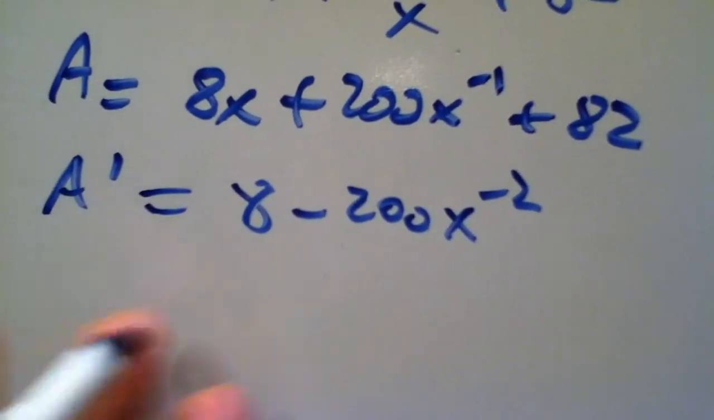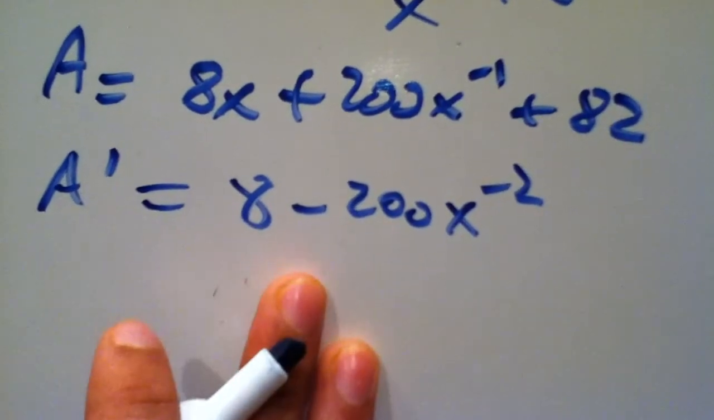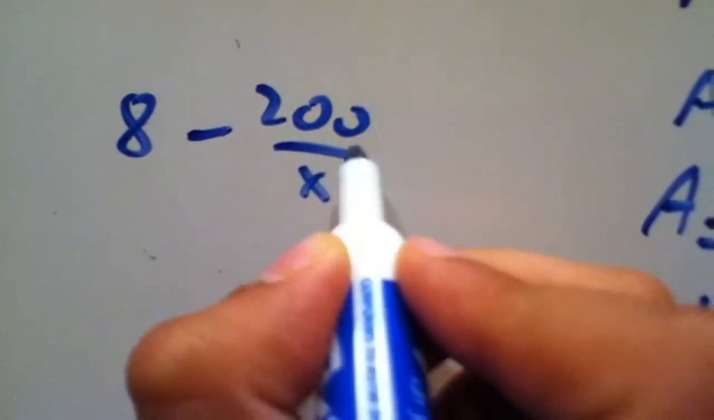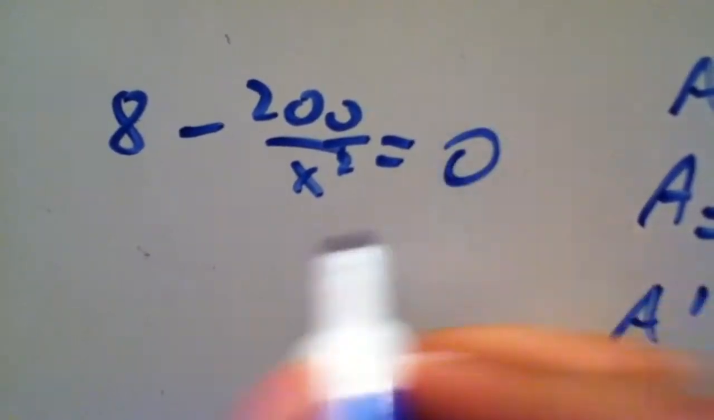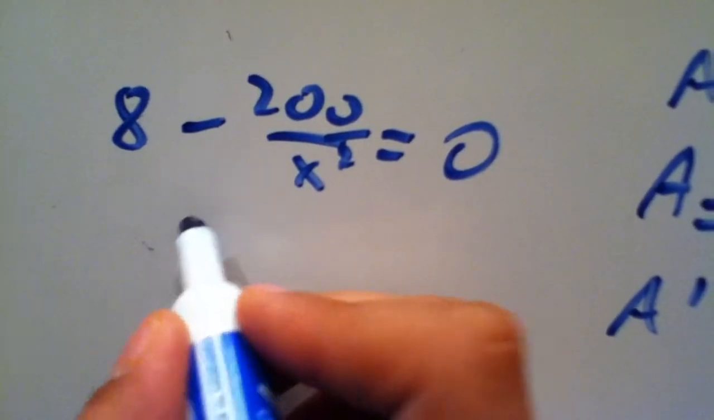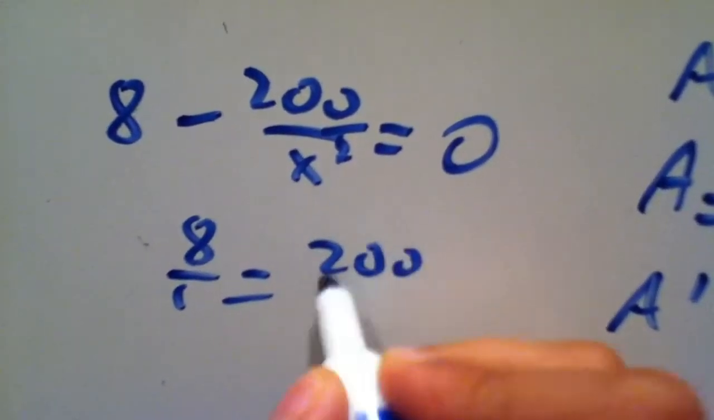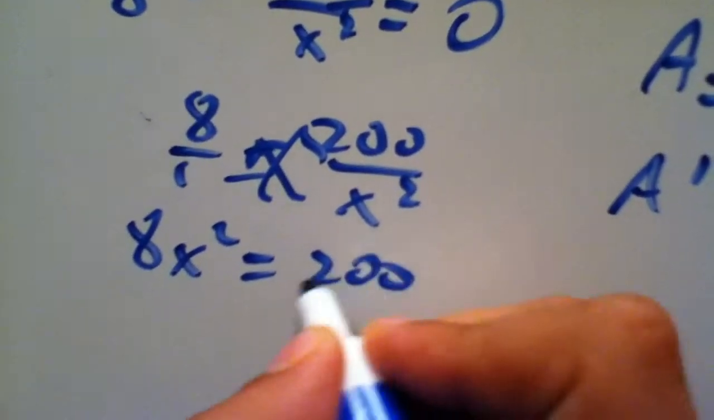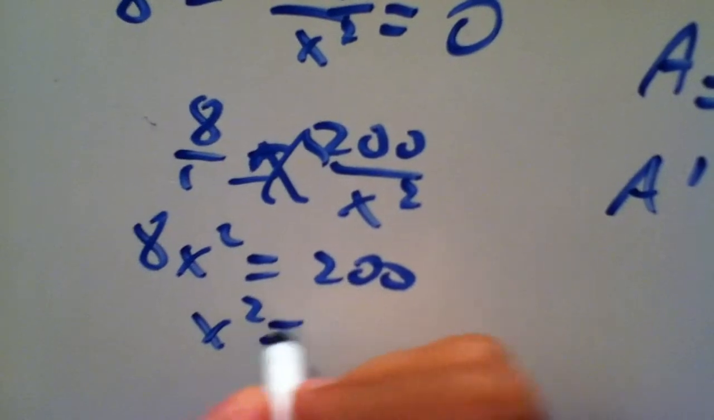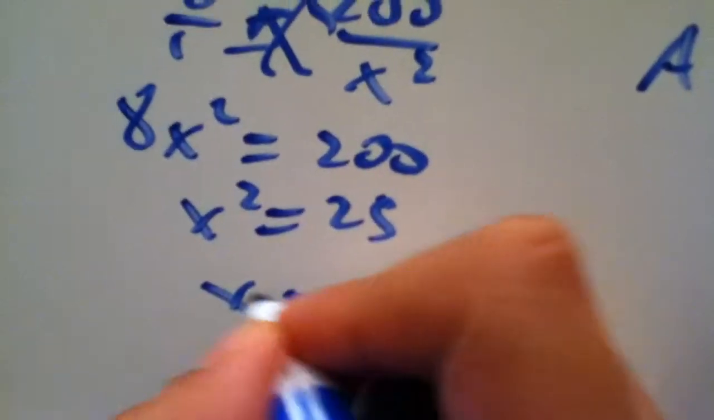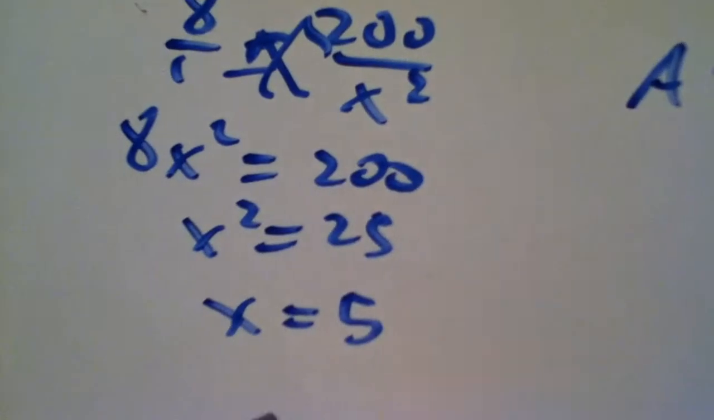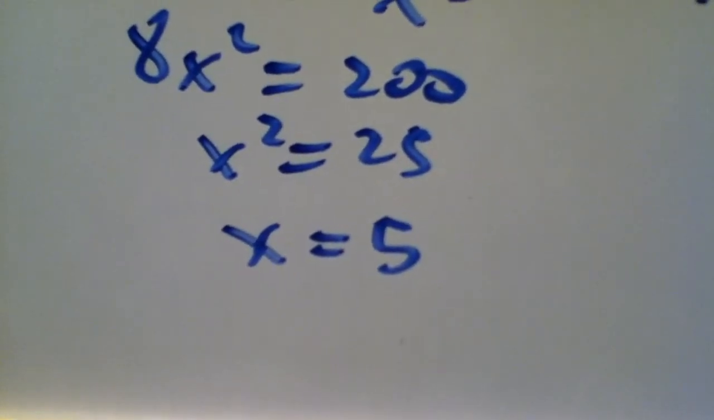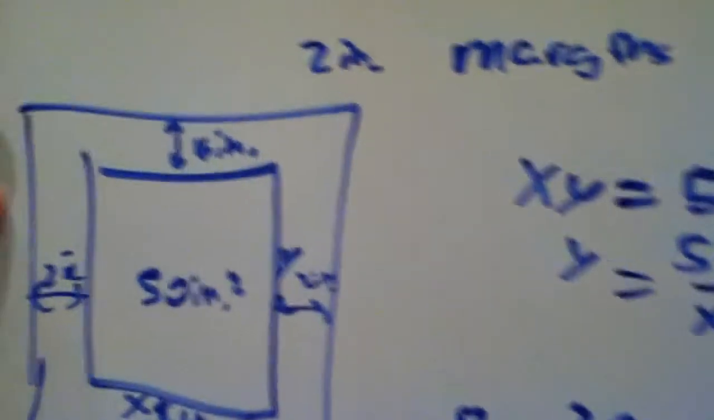Now the next part is to set this equal to 0. So you get 8 minus 200 over x squared, which is the same as x to the minus 2, equal to 0. So you get 8 over 1 is equal to 200 over x squared, and then you can cross multiply, giving you 8x squared is equal to 200. If you divide by 8 on both sides, you get x squared is equal to 25, and x can equal plus or minus 5, but in this case 5 is the only viable answer because you obviously cannot have negative side lengths of this rectangle.